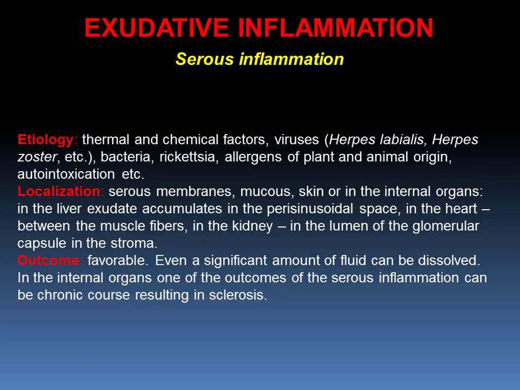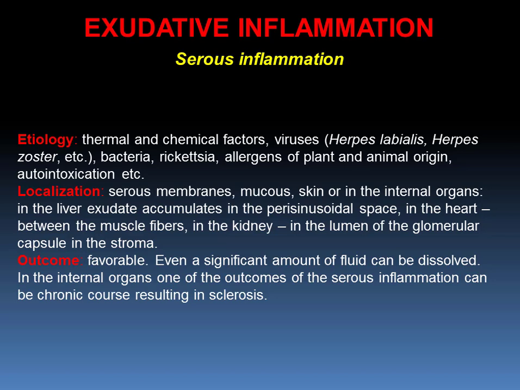Serous inflammation is a type of inflammation in which serous exudate is accumulated. It usually contains not a large amount of protein, more than 2%, but not such a high content of protein as in other types of inflammation. Usually it passes as an acute process. Etiology: thermal and chemical factors, viruses, for example herpes viruses, some bacteria and rickettsia, allergens of plant and animal origin, autointoxication, and others.